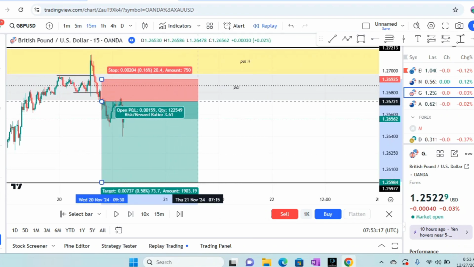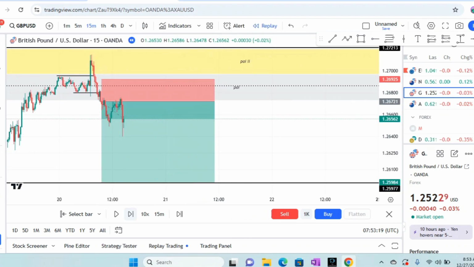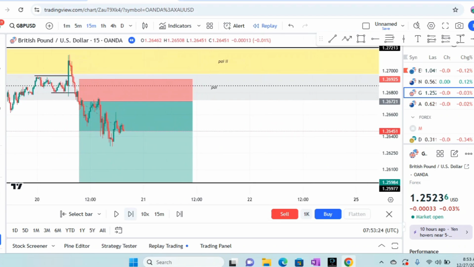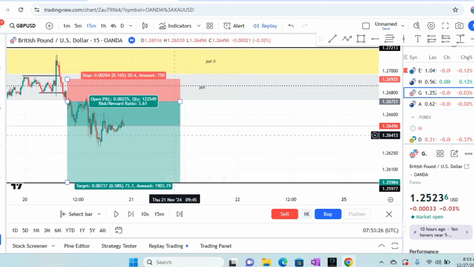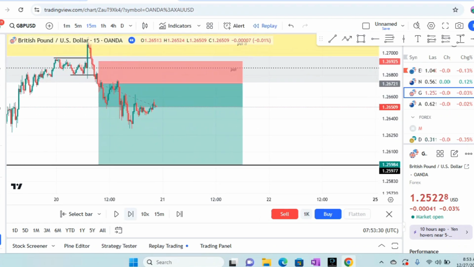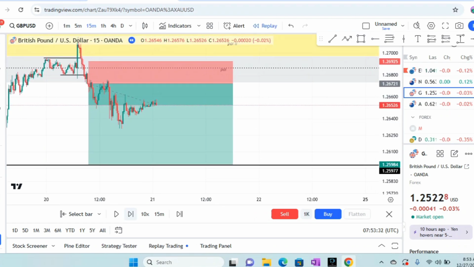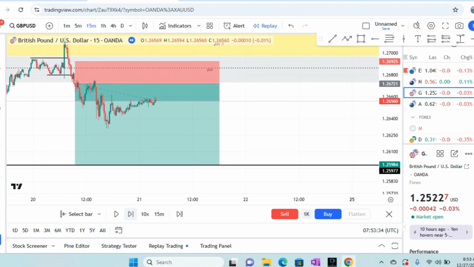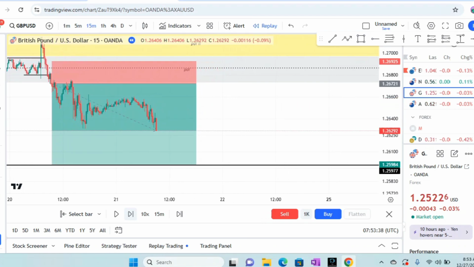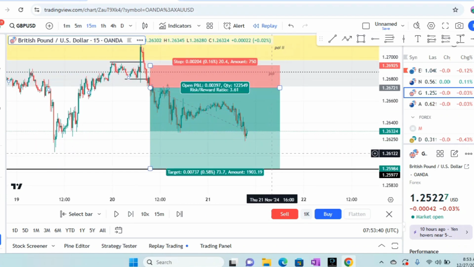Let me extend this also. We keep holding this. Let's see. We extend this to... okay. Patiently on this. Remember, stop loss on this trade is 20 pips, and take profit is the higher time frame's support.